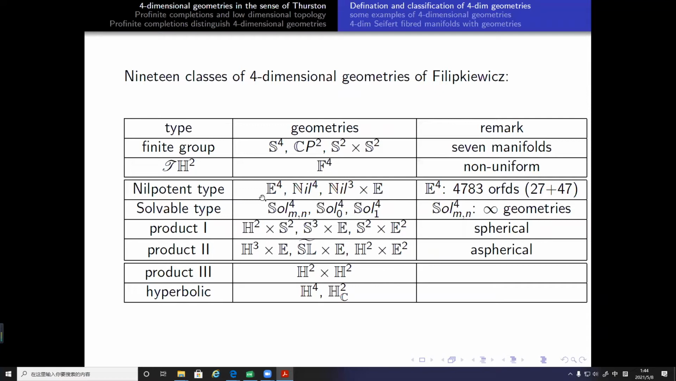Our proof depends on the previous results on two-dimensional geometry and three-dimensional geometries, since the four-dimensional hyperbolic cases here and here are too difficult for us right now. Okay, so right now we have 19 geometries in the sense of Thurston in dimension four. And we just give an example.